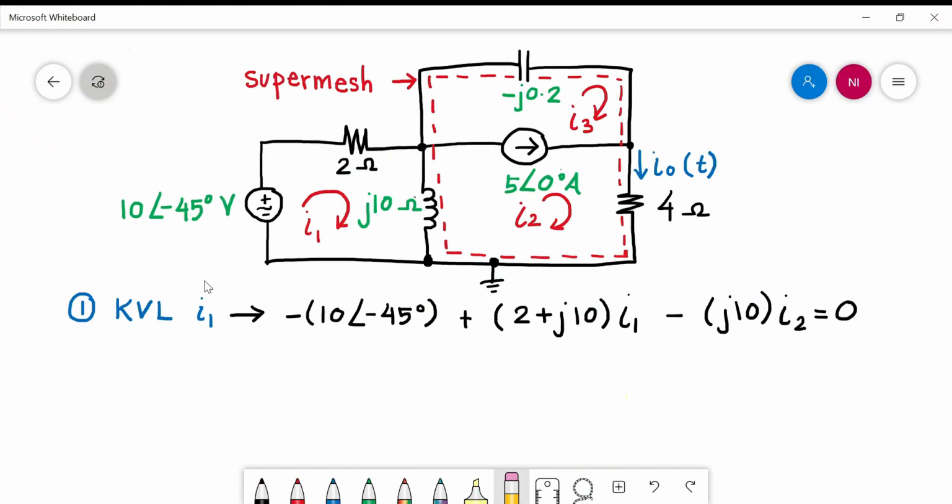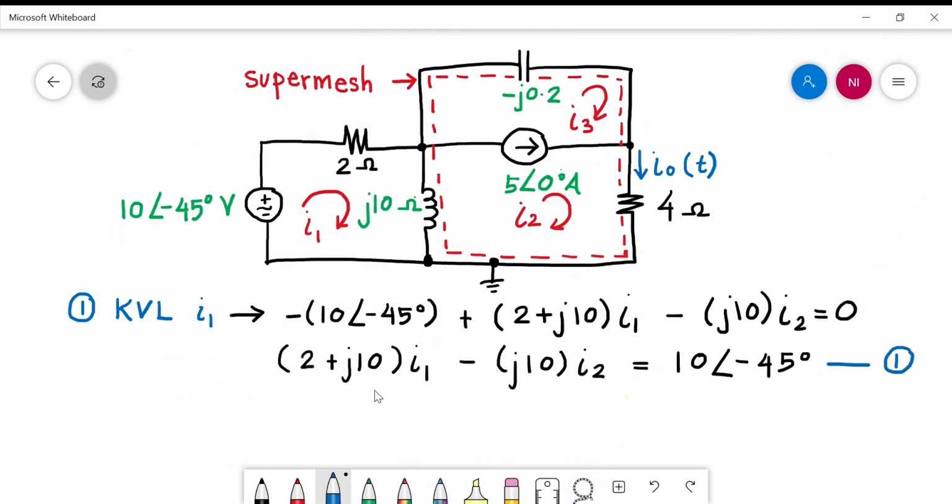Okay, for KVL of loop I1, let's start from here: negative this source, and sum up all the impedances in loop I1. So plus (2 + j10) I1, then minus j10 I2. Why minus? Because this I2 is in the opposite direction from this I1. I1 is going down, but I2 is going up. Now let's arrange this equation by I1, I2, transfer the source to the right side, and name this equation 1.